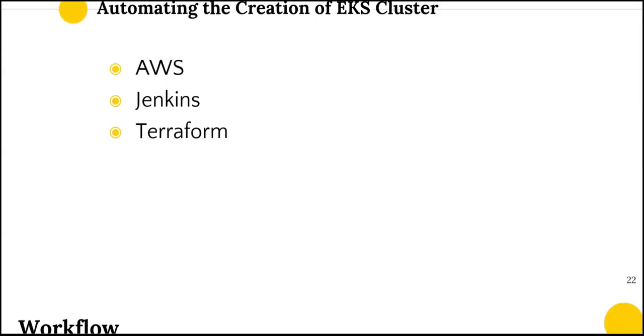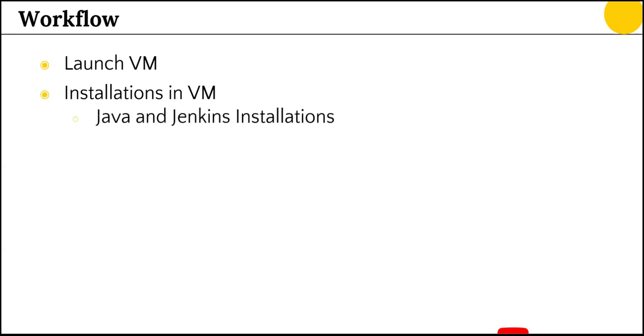Let me explain the workflow of the project that I am currently going to show you. Firstly, we are going to launch one EC2 instance and then we will connect to that instance. After connecting to the instance, we are going to install a couple of things in the EC2 instance. The first ones are Jenkins and Java. In order to install Jenkins, we need to have Java. So that's why Jenkins and Java are going to be installed.